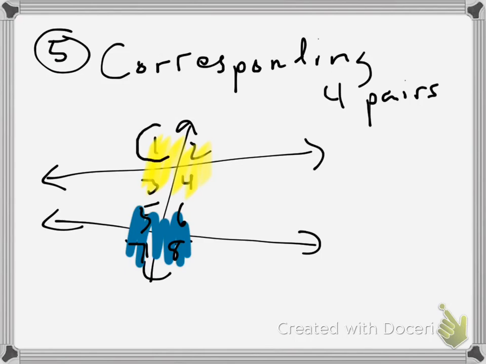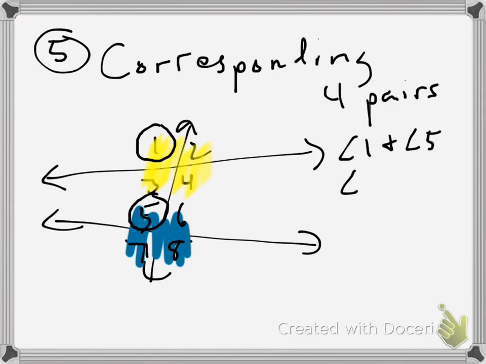So take a look here at angle 1. That seems to be in the top left corner of this group of 4 in yellow. Now look down here at the 4 in blue. Which of those 4 angles is in the same or corresponding position with 1? Well, the answer is 5. Notice how 1 and 5 are in the same positions in their group of angles. So angle 1 and angle 5 would be corresponding.